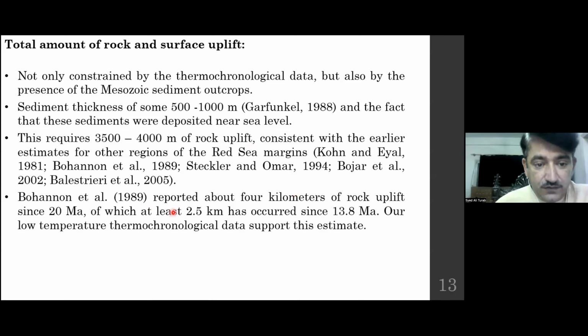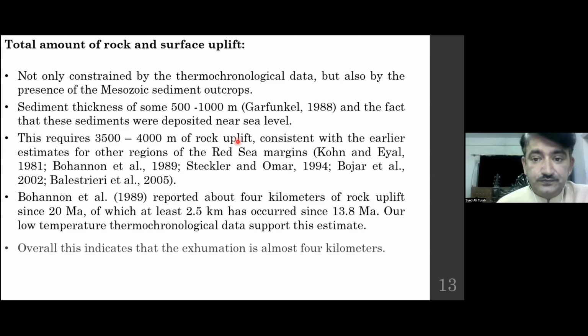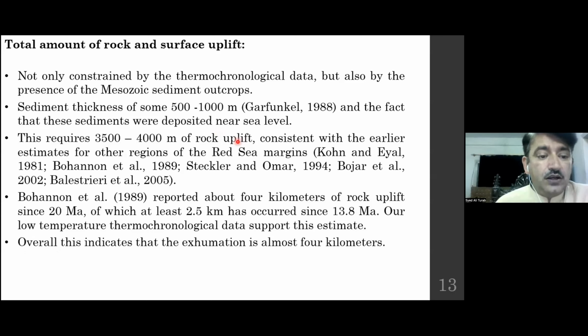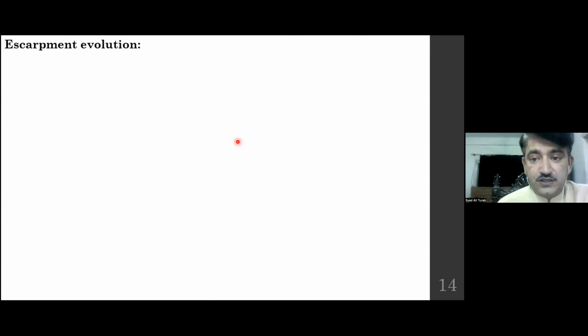Similarly, Bohannon et al. from the same area reported 4 kilometers of rock uplift, out of which 2.5 kilometers had occurred since 13.8 million years, which was the age of their youngest sample. So our data also support this estimate. So overall, the exhumation is about 4 kilometers.